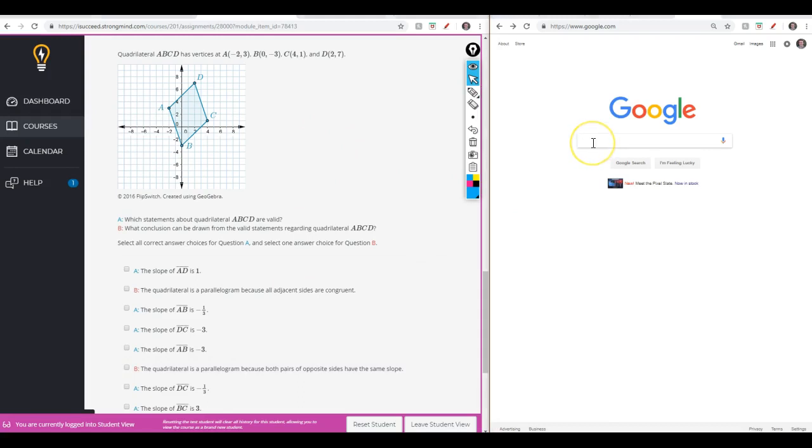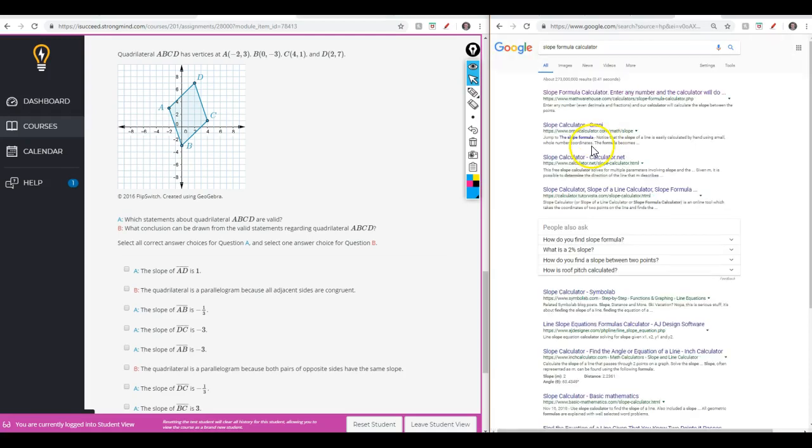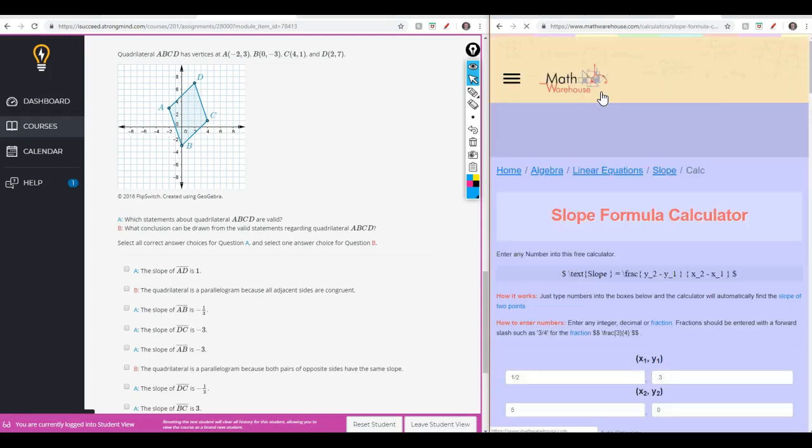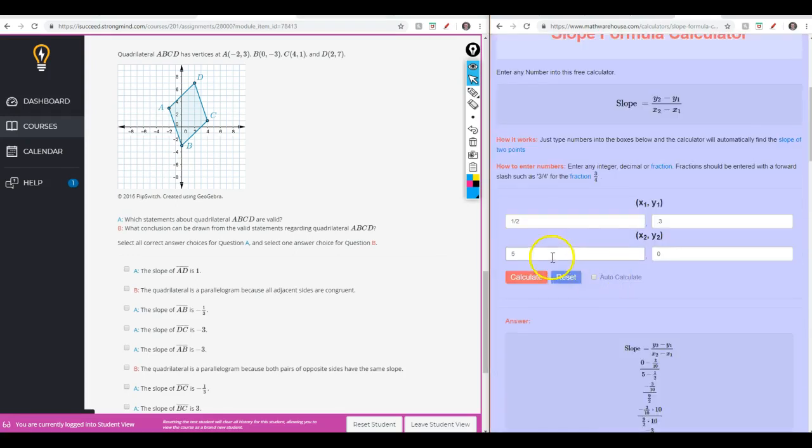And I know that if I'm looking for slope, I would look up a slope formula calculator. Part of learning is knowing when to use resources, and this is part of that. So if you can find a resource to use, I am completely okay with that. So that's my spiel on using resources.